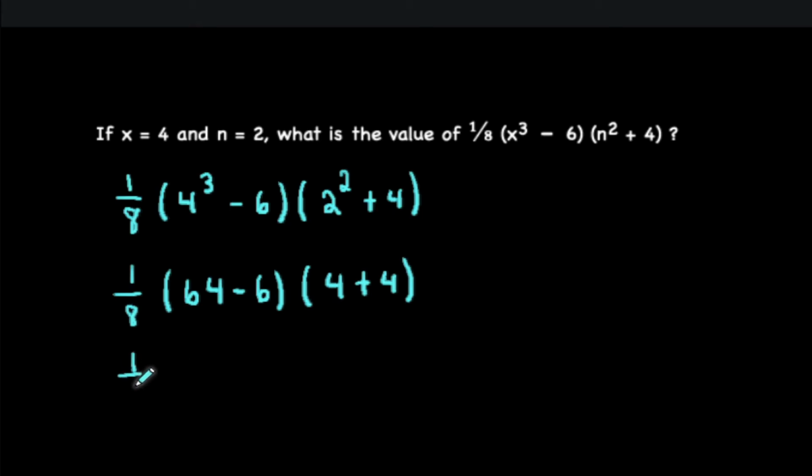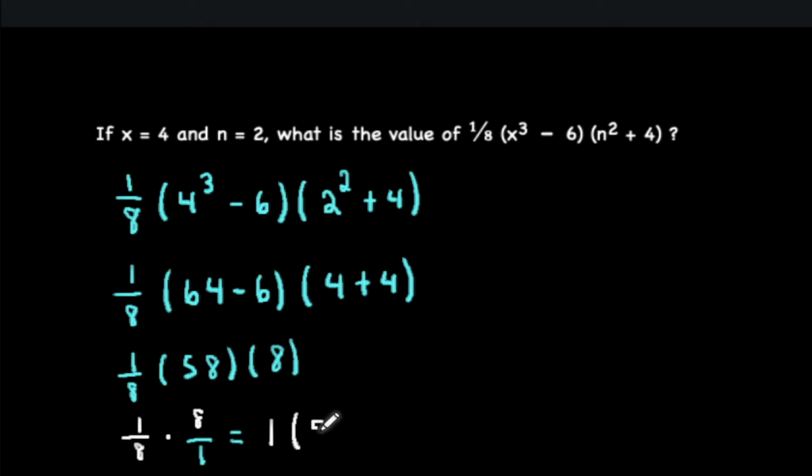So let's go ahead and bring down our 1/8. So this is equal to 64 minus 6, which is 58, times 4 plus 4, which is 8. So if you can recognize that this is multiplication and it is commutative, then you can simply multiply in whichever order you see fit. So I'm going to multiply 1/8 by 8. And the reason why is because that answer is 1. And so 8 is simply 8 over 1 as well, if you can recognize that. And multiplying across the numerators and denominators gives you 8 over 8, which is equal to 1. So I can take this 1 and multiply it by what's left over, which is 58. And so our answer here is 58. Okay. So let's go ahead and move on to the next problem.